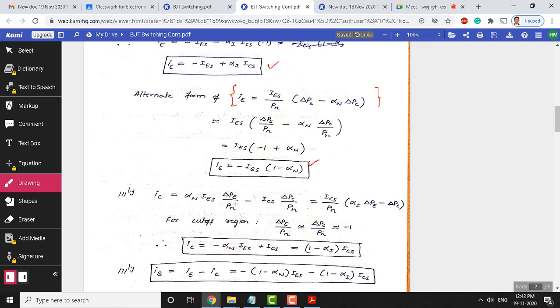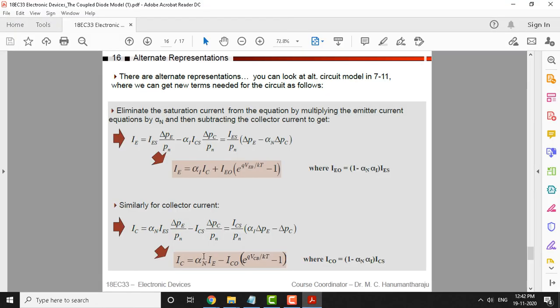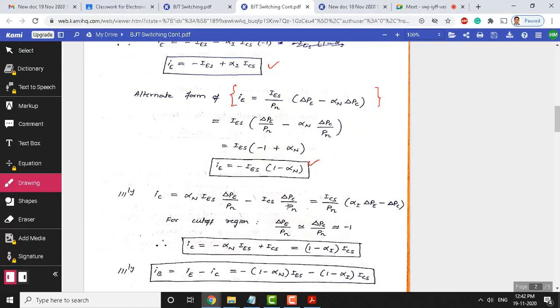So, to do this, what you need to do is take this equation from the coupled diode model. You can just look at this again. So, this is the collector current equation from the coupled diode model. Just take this equation, substitute delta P by Pn as minus 1, Pc by Pn also as minus 1, and this is another set of equations, IC in other form. I have taken both the equations, you can see here. Substituting this condition here, you finally get IC as this equation. You can see this.